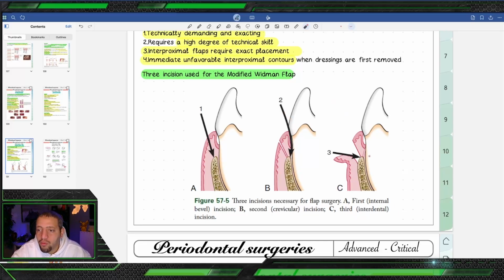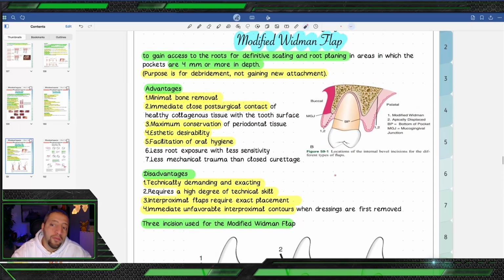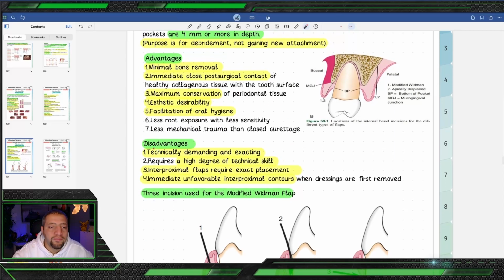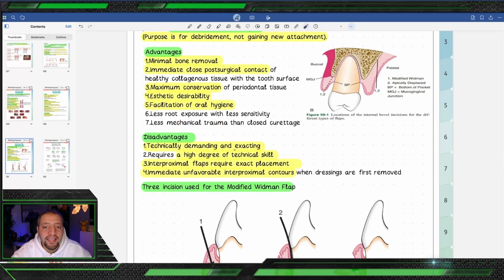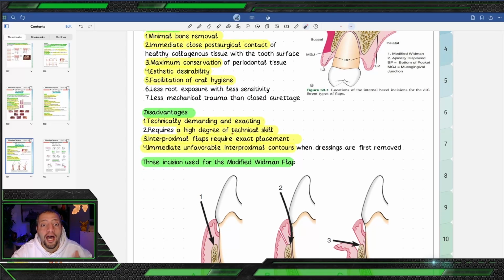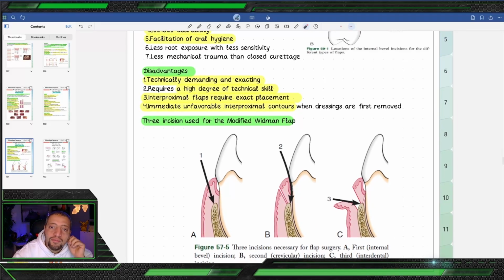In this area, we are going to remove the necrotic tissue and make sure everything is fine. As you can see, we preserve the soft tissue. It's not very aggressive like the previous one. I think this is why the periodontists don't like it. It's not very commonly used, but you can be asked about the type of the first, second and third incision. Disadvantages: technically demanding. Think about doing 3 incisions in soft tissue; it requires a high degree of technical skill. The interproximal flap requires exact placement, otherwise it will end up with a thick border, which will lead to recurrence.